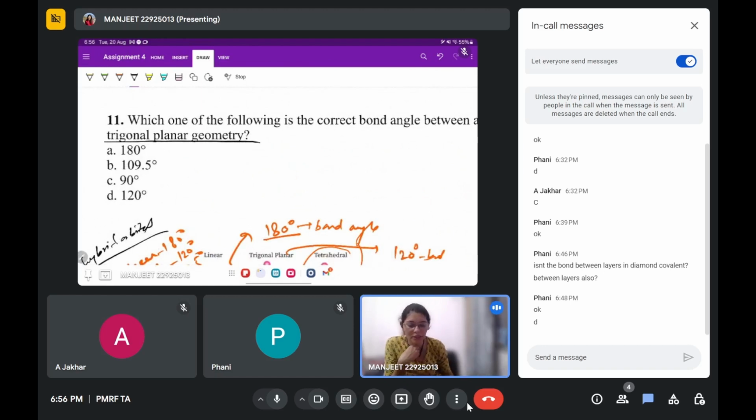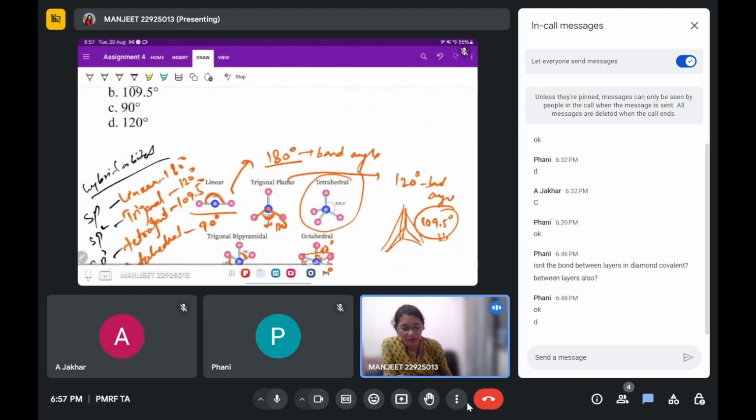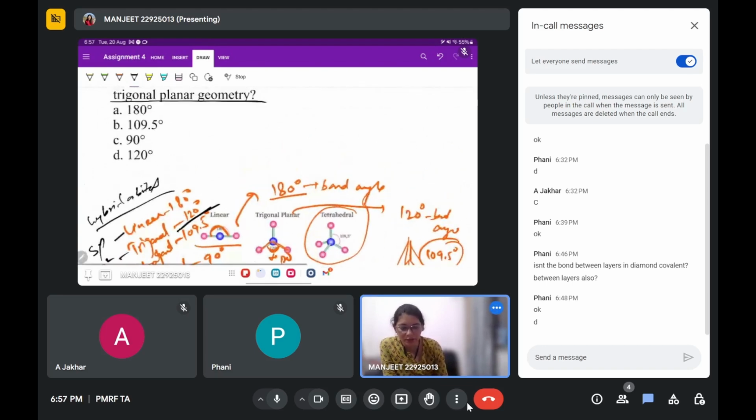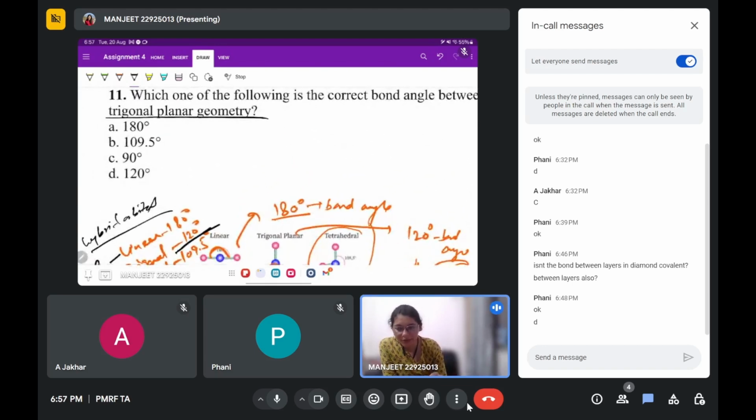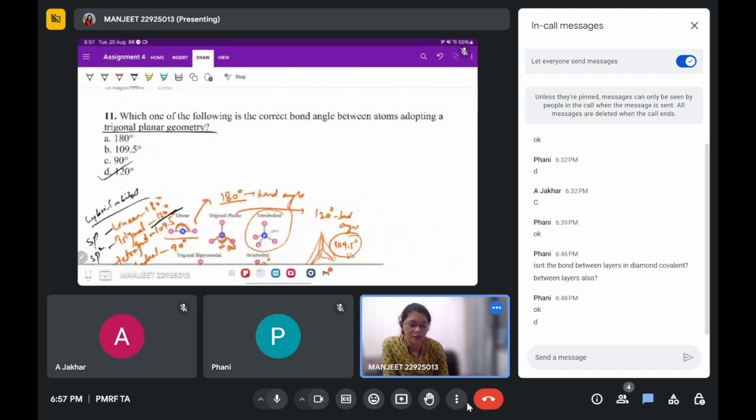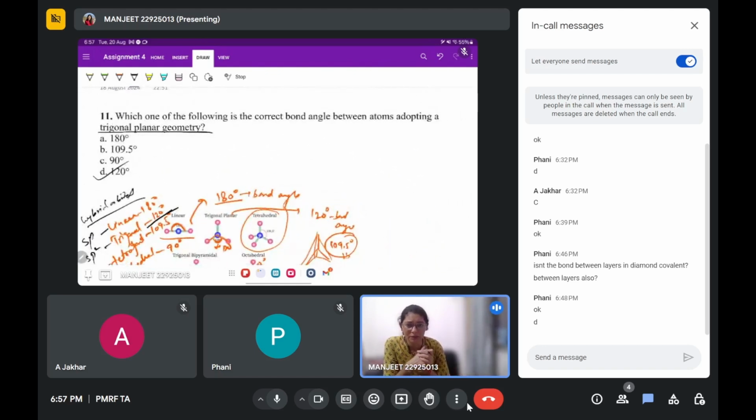Now in the question, it is asked about the trigonal planar geometry. So what will be the bond angle for the trigonal geometry? As we have already discussed, this will be 120 degrees. So D will be the right answer. Okay. Do you have any doubt till this point? Question number 11, do you have any doubt?